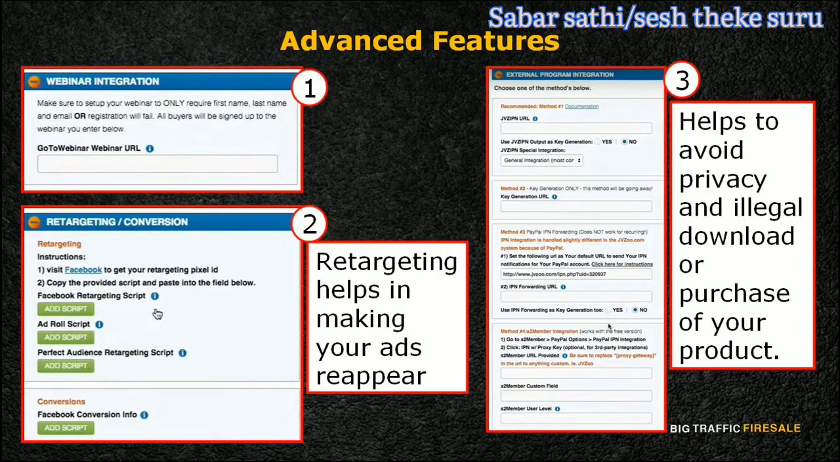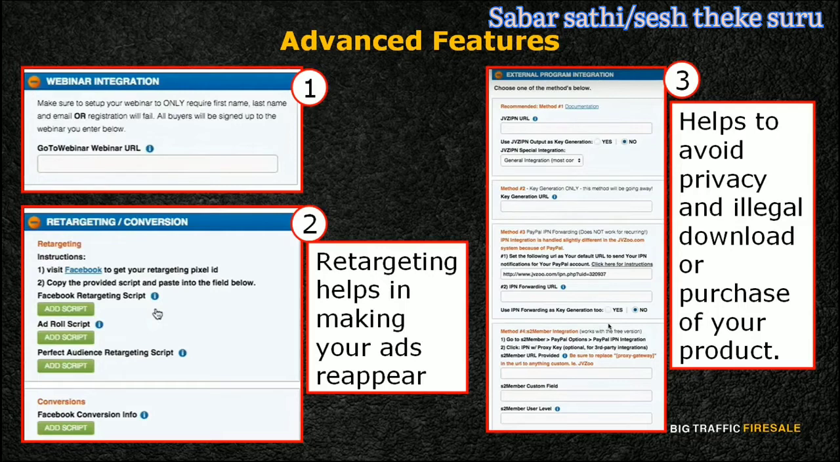Finally is the external program integration. JVZoo.com offers an automated username and password creation to visitors. This prevents them from passing through all the links just to reach your end product page. It helps to avoid piracy and illegal download or purchase of your product. You're almost set. Scroll down and click Save Product.